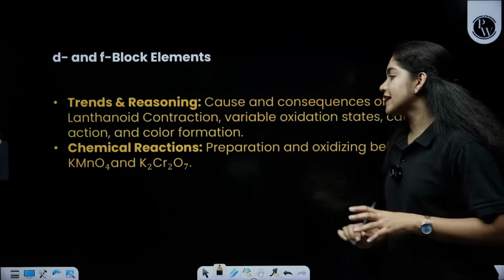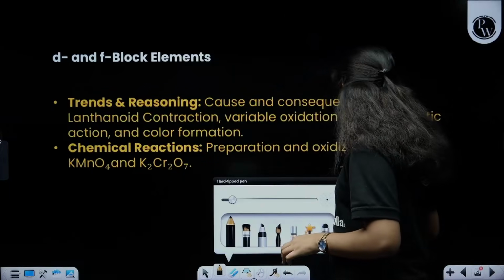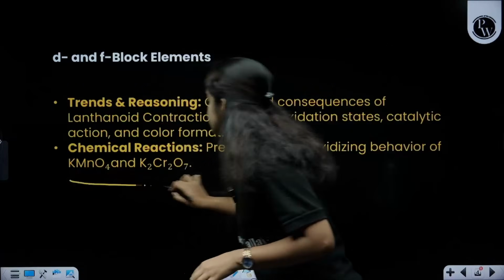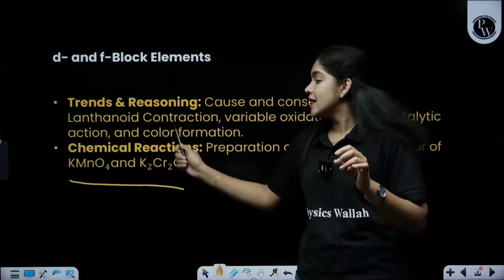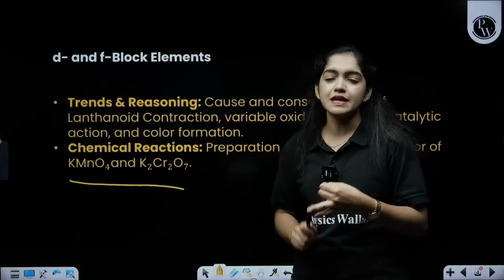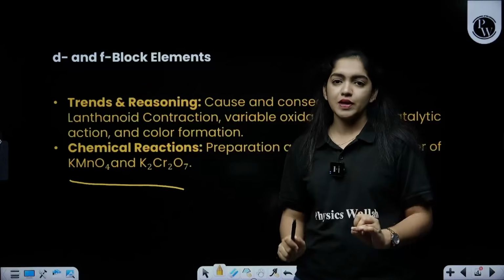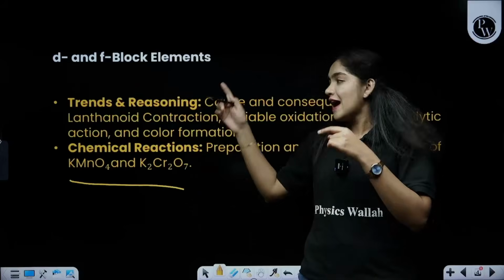Then the chemical reactions, the preparation and oxidizing behavior of KMnO4 and K2Cr2O7. Don't skip this topic, my students, because these are very important for your exam. For KMnO4 and K2Cr2O7, the structure, preparation, and uses are very important. So stress that topic and give importance to KMnO4 and K2Cr2O7 and the trends.